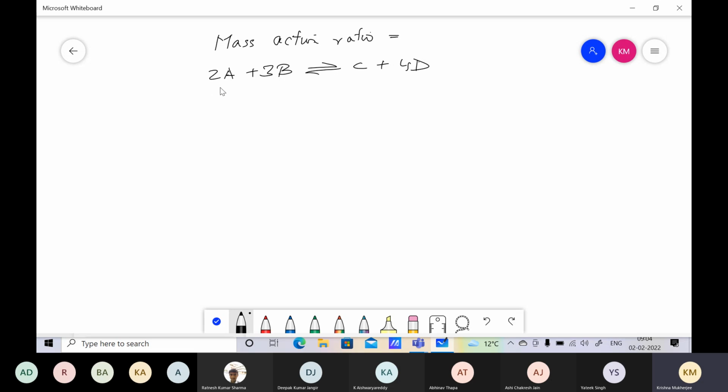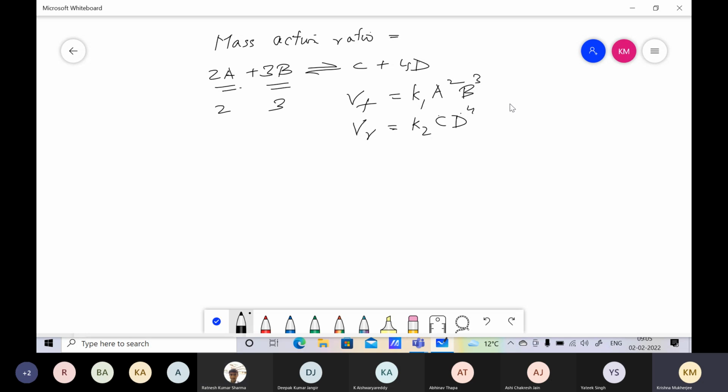Then the kinetic order with respect to A is 2. The kinetic order with respect to B is 3. So the V forward is some K forward, let us call it K1, into A square B cube, and the V reverse is some K2 into C D raised to 4, right? You understand this, right? Yes, sir.